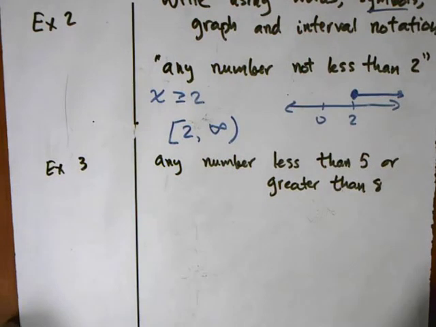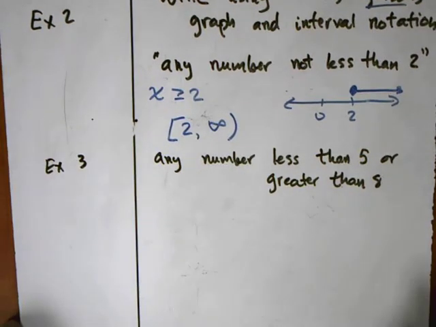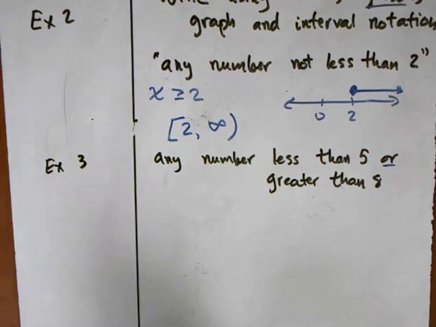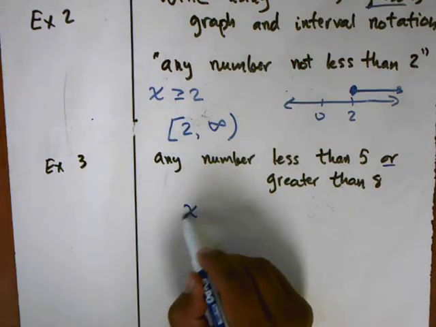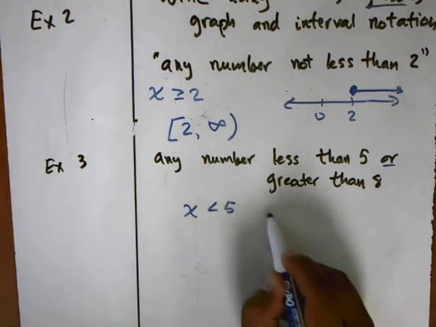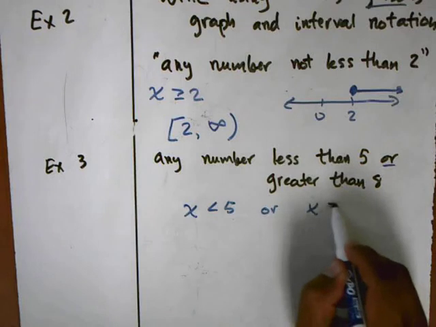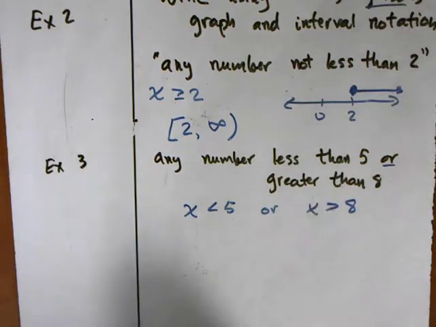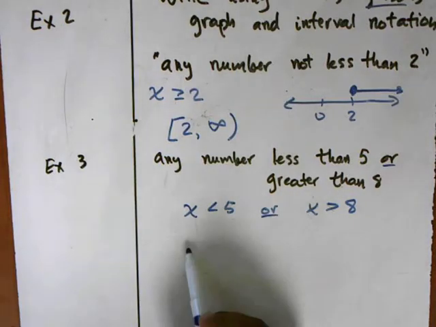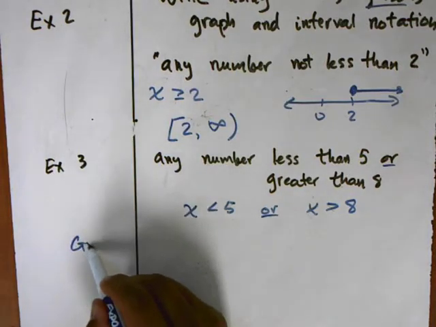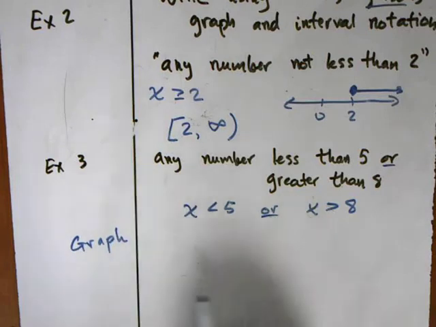Again, hit the pause button, see if you can do this next one. Any number less than 5 or greater than 8. So let's look at this. Okay. Any number less than 5. Okay. So that means x is less than 5 or x is greater than 8. Okay. And this is literally how we would write it using a mathematical expression or symbol, and we actually use the word or.